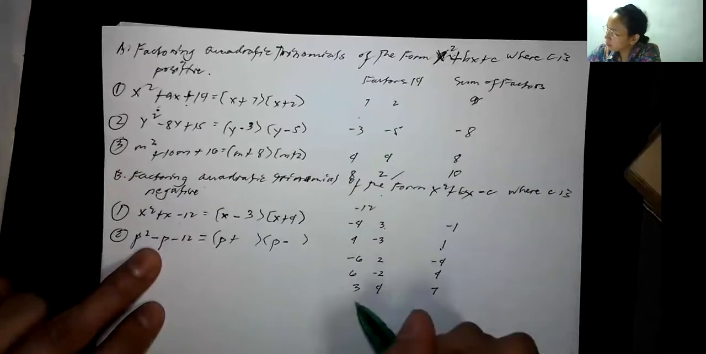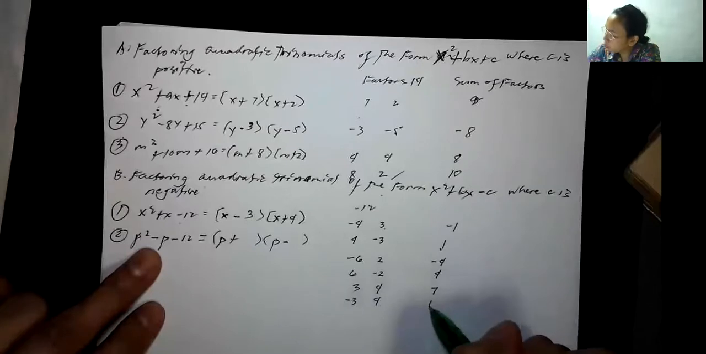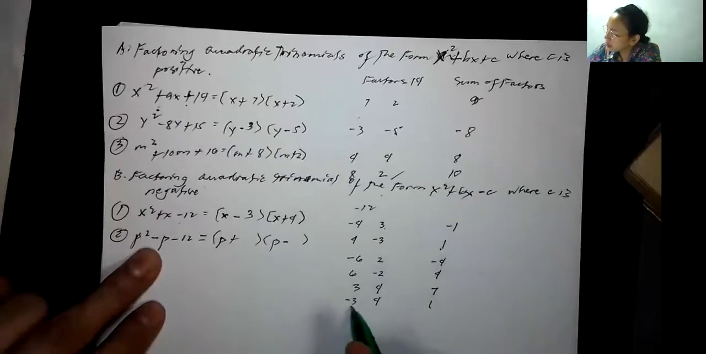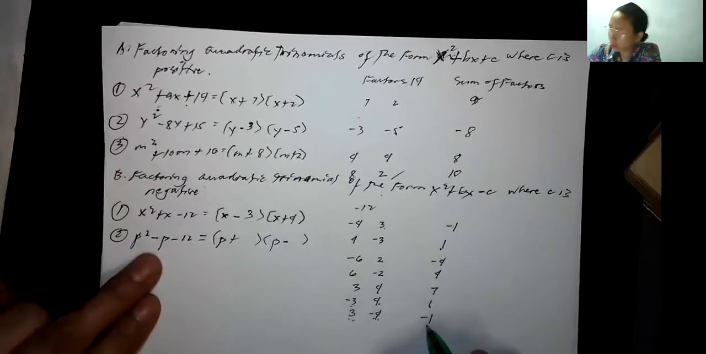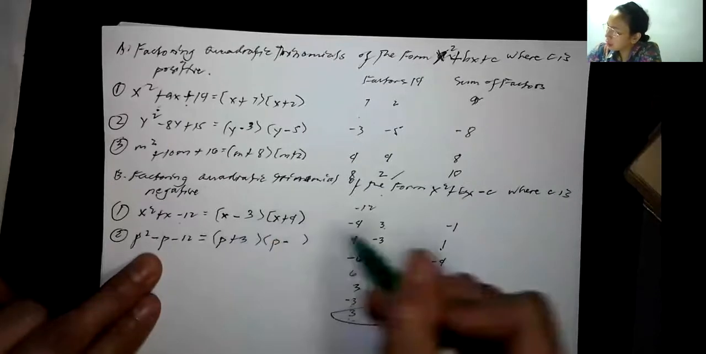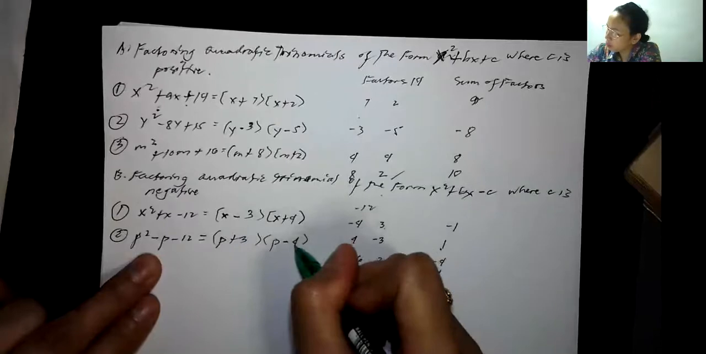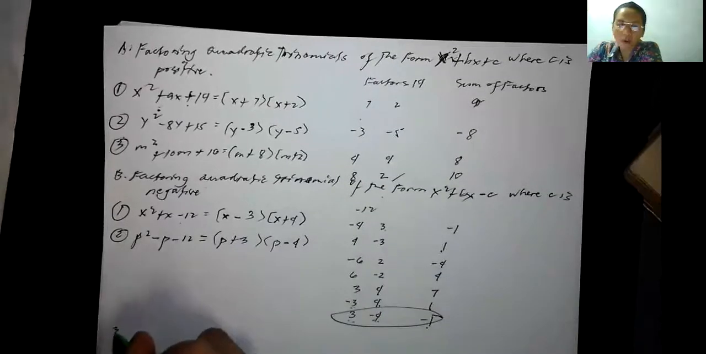So cannot be. Negative 3 and 4, it gives us a sum of 1. We need negative 1, not a positive 1. So we are just changing the sign of these two numbers. So this will become 3 and negative 4. So it gives us a sum of negative 1. So which is correct for the middle term. So the factor is p plus 3, then p minus 4. So let us have another example.